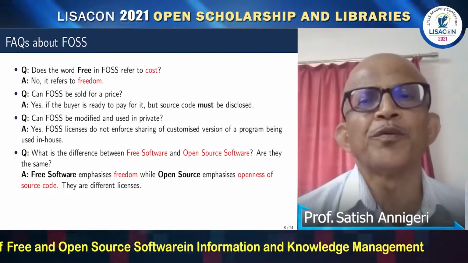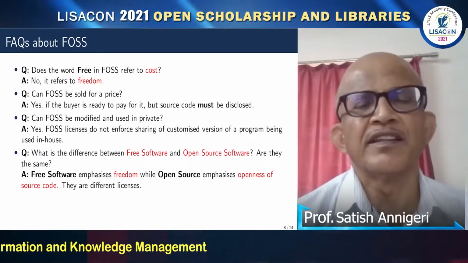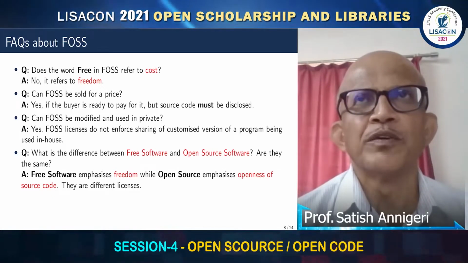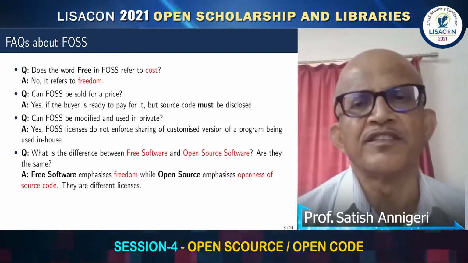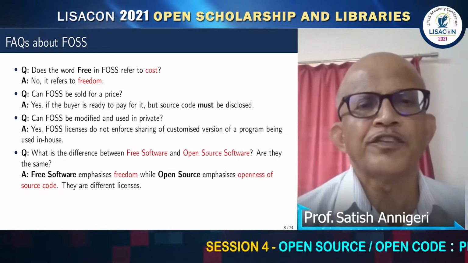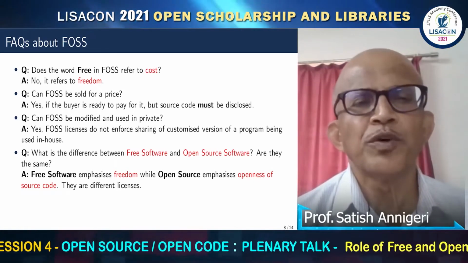But source code must be disclosed. That is the condition that the license imposes. Whether you are paid for the software or not is not a part of the license, but the source code must be disclosed. Can FOSS be modified and used in private without distributing to others?